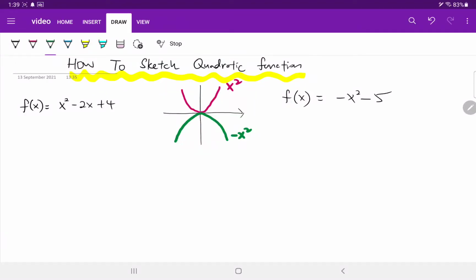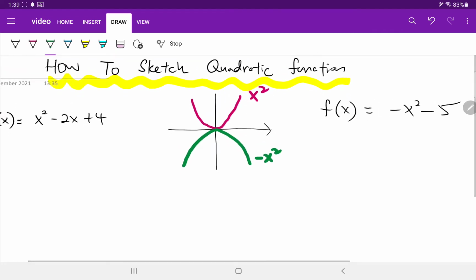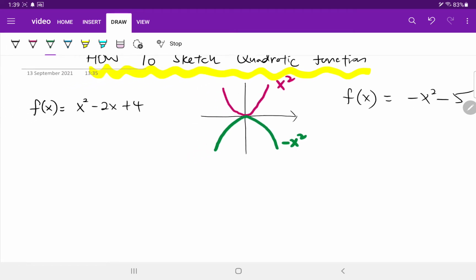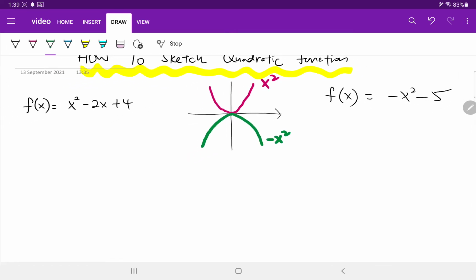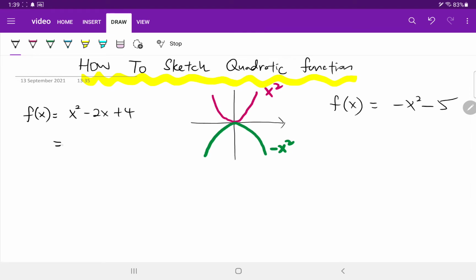Today we're going to learn how to sketch quadratic functions. Basically, in this picture you see the basic shape of a quadratic function. When you have a positive x squared, the curve is smiling, while with a negative x squared, the curve is the other way. For the first function, what you need to do when you want to sketch the quadratic function is complete the square.